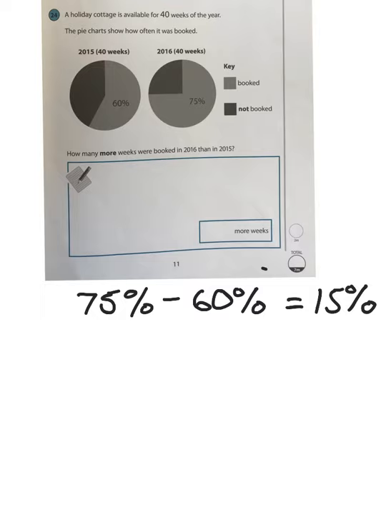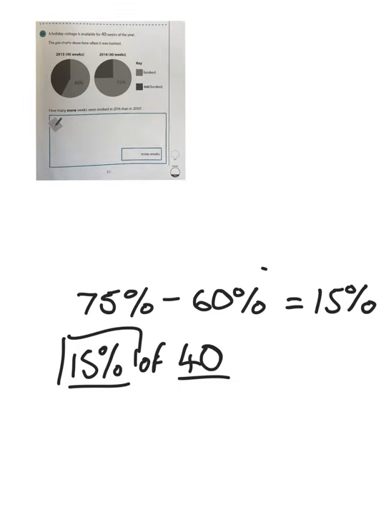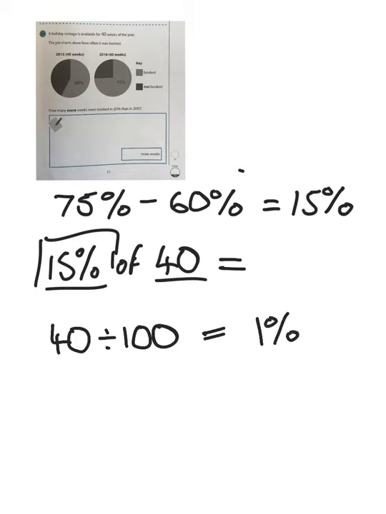So what we need to work out is really what is 15% of 40? That will give us the same answer as we were trying to work out before. So 15% of 40. Let me shrink this down a little bit and move this up. We need to divide it by 100 first, and that will give us 1% of 40.